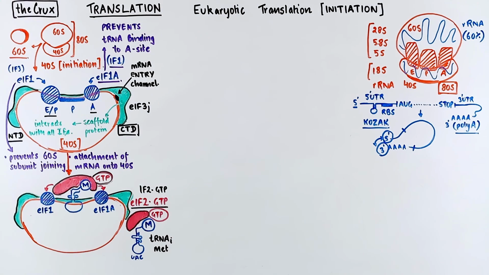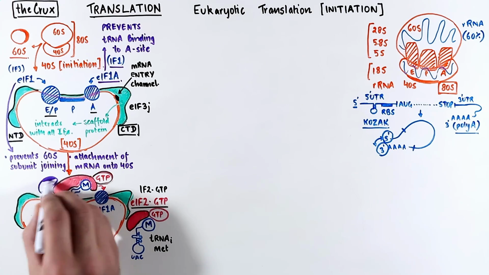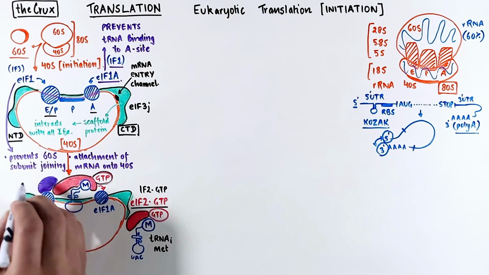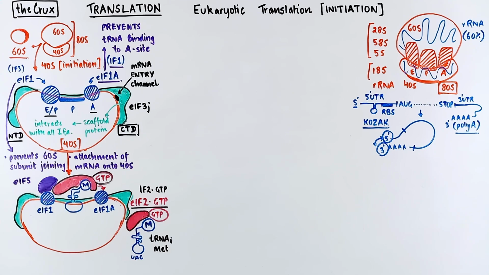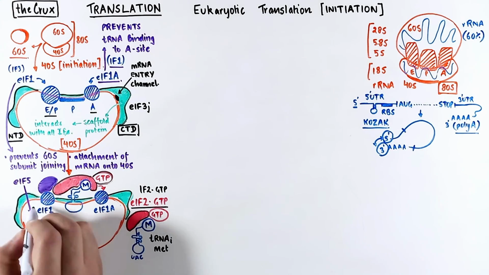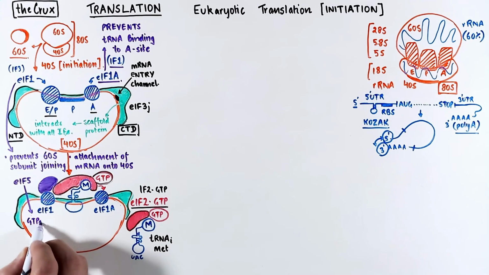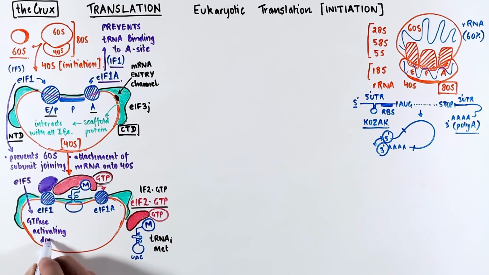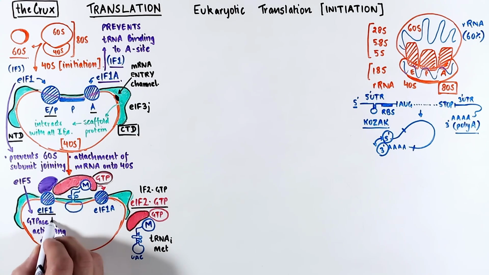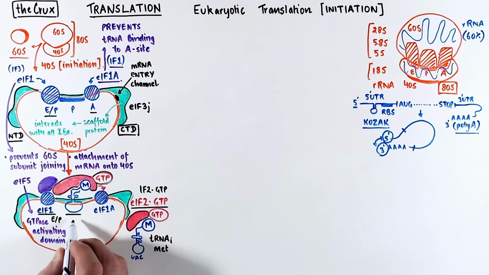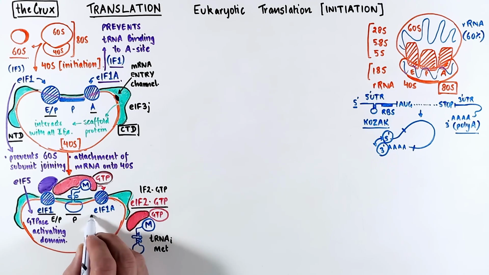Once eukaryotic initiation factor 2 has positioned, another initiation factor called EIF5 binds to EIF1 and EIF2 to increase the affinity of this complex. And on top of this, the eukaryotic initiation factor 5 also has a GTPase activating domain. So this is the complex now, where you have EIF1 at the E and P site transition, the initiator tRNA at the P site, and the EIF1A at the A site.